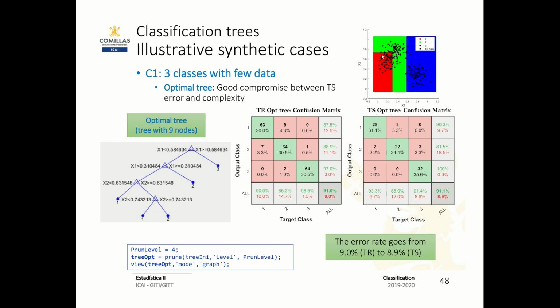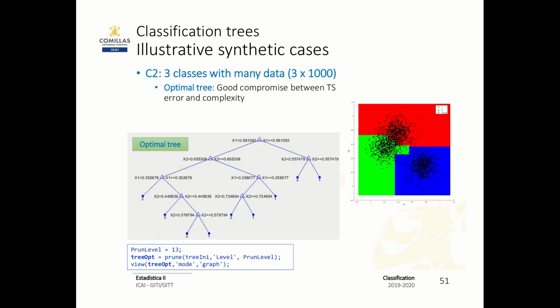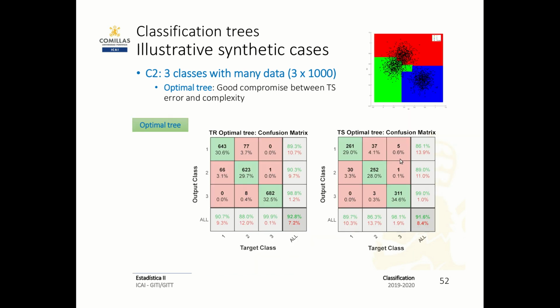So we see that with more data we can afford more complex models without overfitting. The more data you have, the more accurate you will be able to construct your classification trees. And here is the classification error, where we see that they are almost the same in both training and test sets. And that would be all. So see you next time.